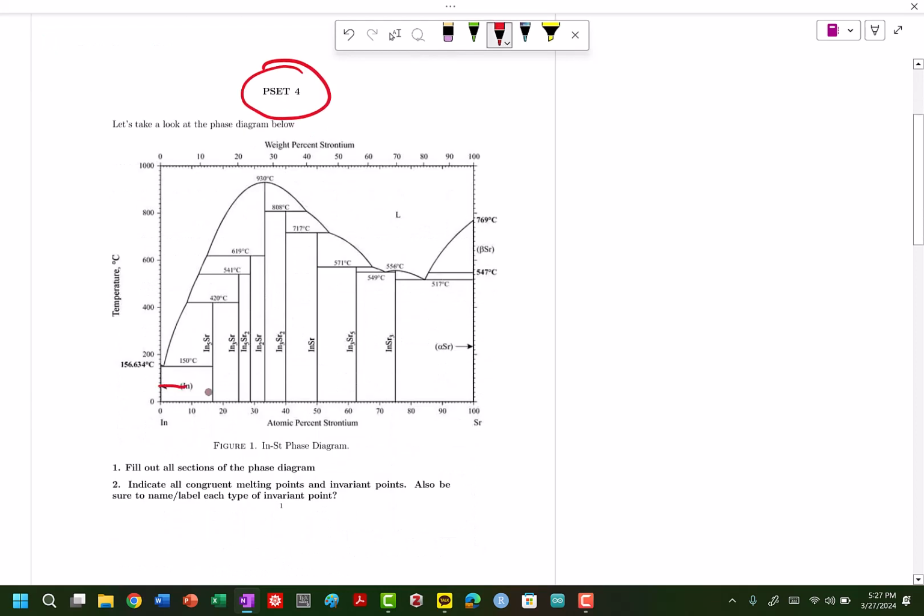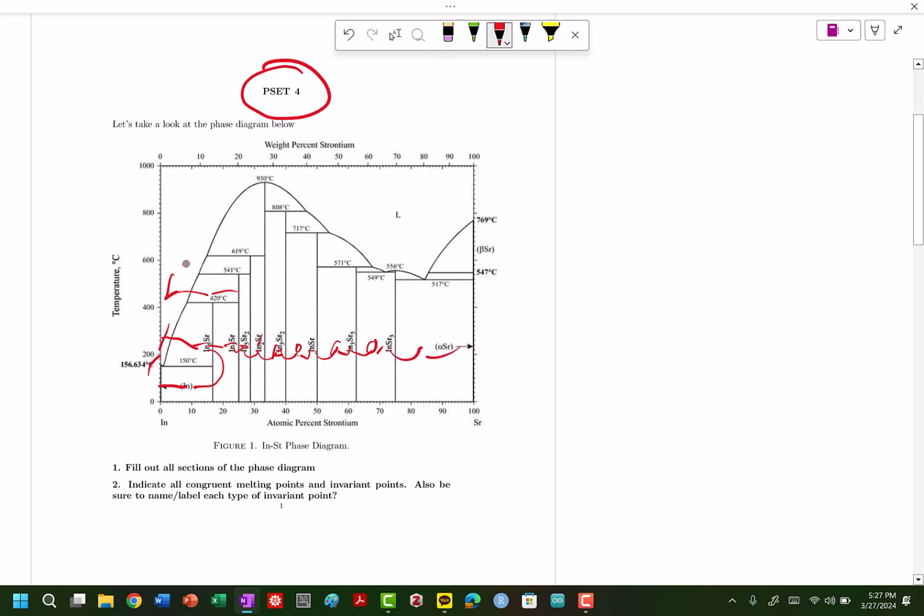This is indium plus this. This is going to be liquid plus indium. This is going to be indium plus liquid. This is going to be liquid plus this. This plus this. This region is going to be this plus this, and so on for each of the remaining regions.